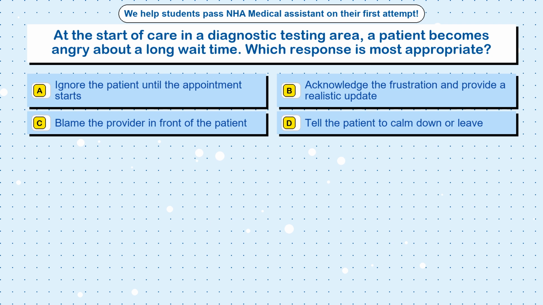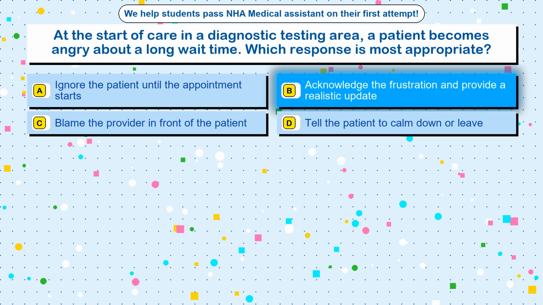Question 94. At the start of care in a diagnostic testing area, a patient becomes angry about a long wait time. Which response is most appropriate? Option A. Ignore the patient until the appointment starts. Option B. Acknowledge the frustration and provide a realistic update. Option C. Blame the provider in front of the patient. Option D. Tell the patient to calm down or leave. The correct answer is option B. Acknowledge the frustration and provide a realistic update.